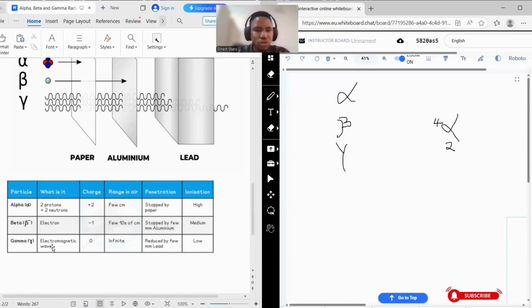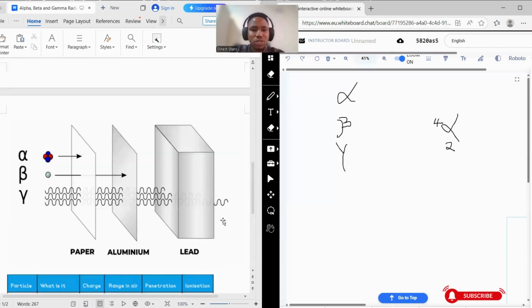But gamma radiation is from the electromagnetic wave. Electromagnetic waves are radio waves, infrared, ultraviolet, visible light, X-rays, and gamma. So gamma comes from the electromagnetic wave. Its charge is 0. Its range in air is infinite, so it can go anywhere, while it is reduced by a few millimeters of lead, and its ionization is very low. So these are the three types of radiation.